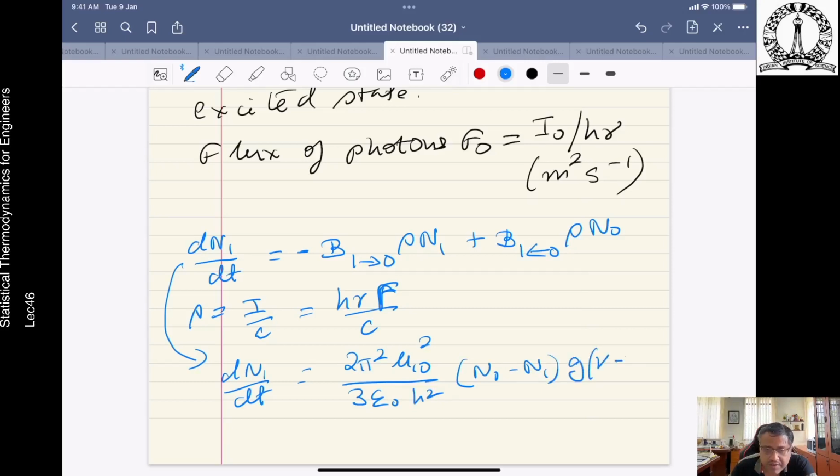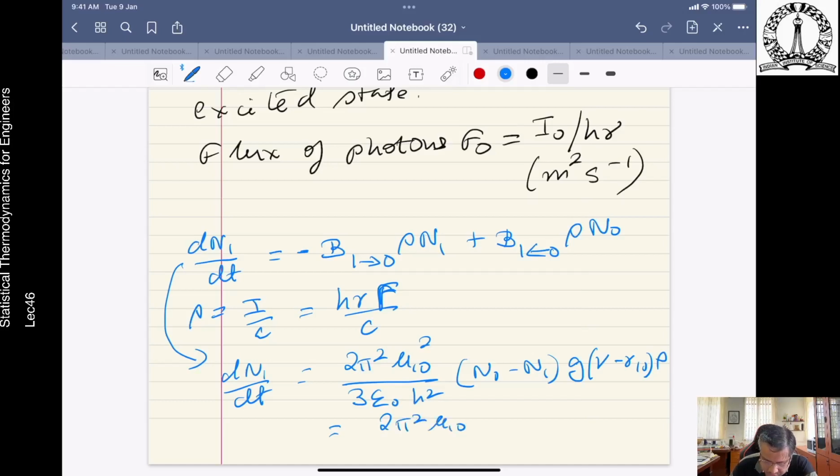G V minus V naught integral. Now you may be thinking about what this G is and what these other things are. So we will take a detour right here, after this expression is done.